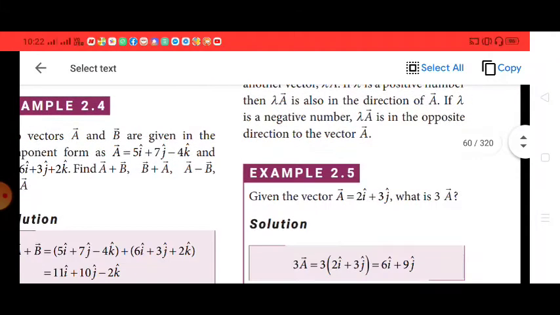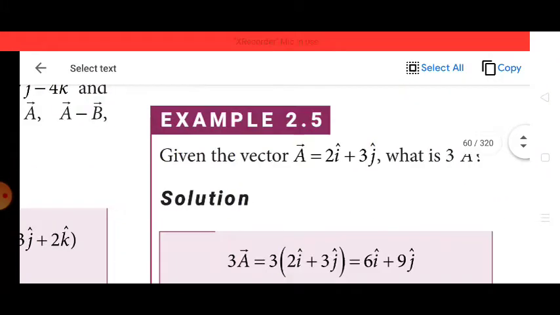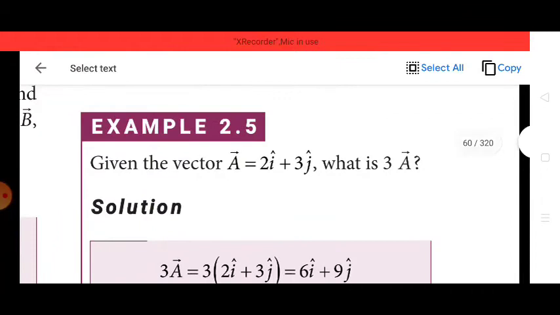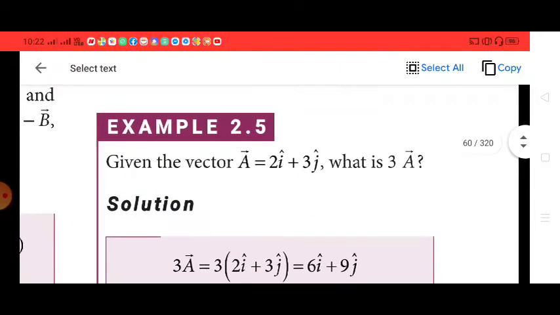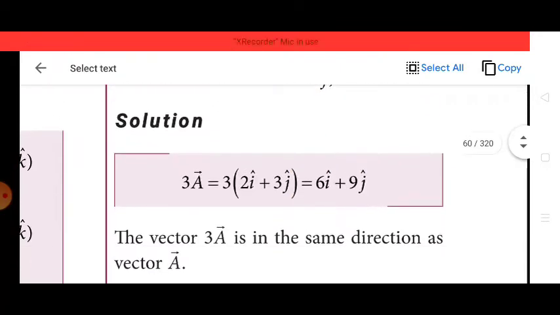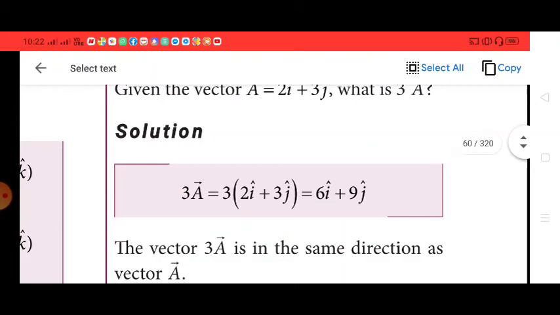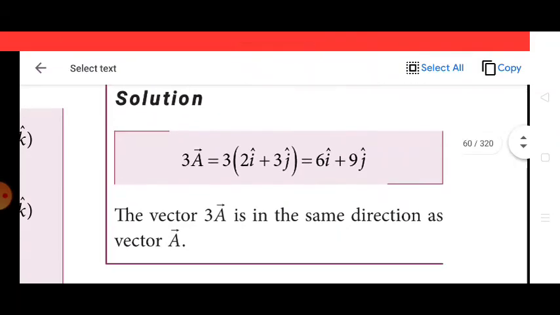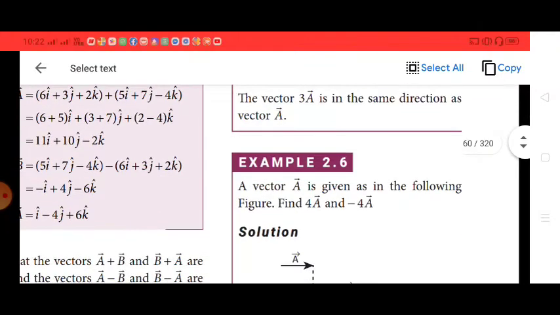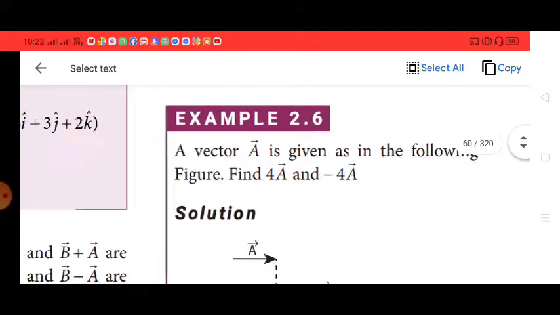This is the meaning. So see that A vector is equal to 2i cap plus 3j cap. What is 3A? 3A is equal to 3 into A. A vector is given, so multiply, and we will get 6i cap plus 9j cap. The vector 3A is in the same direction as vector A. This is the meaning. Solve example problem 2.6 in the same way.